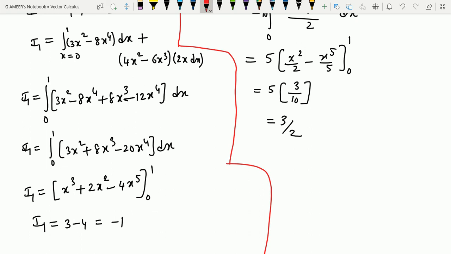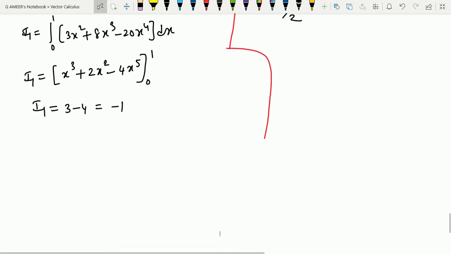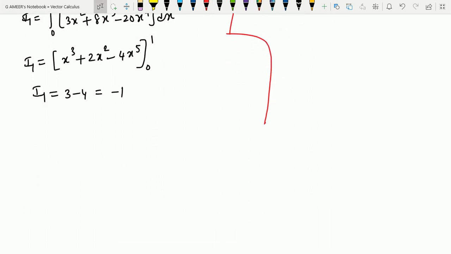So now go for I2. I2 is the same integration but along the curve y equal to root x. For I2, that is the same closed integration, but wherever y is there, you put root x. The first term you don't need to do anything here. That is integration along the curve where x is going from 0 to 1.